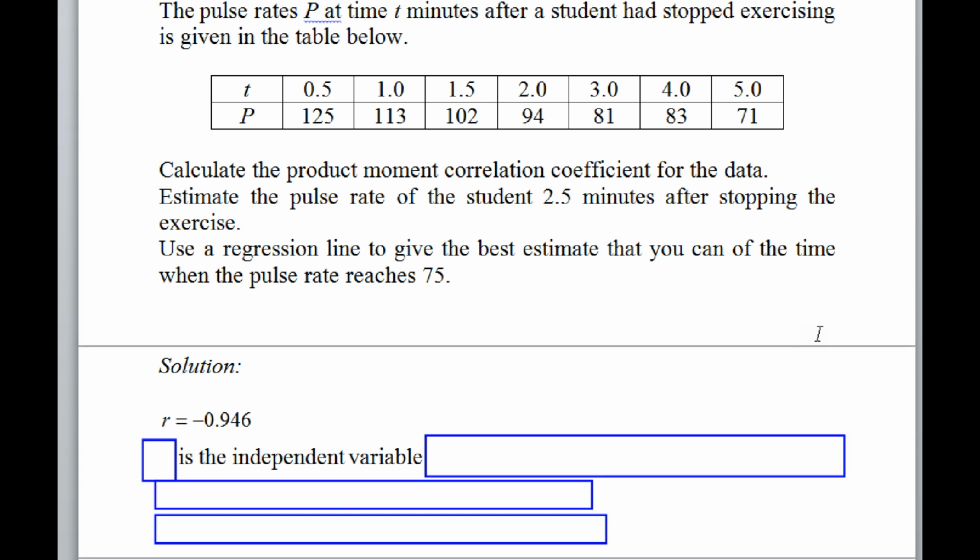Whether you put T on P or P on T, you will get the same R. Makes perfect sense. R is just a measure of correlation, so whether T on P or P on T should be the same. So for this part, whichever one you use is fine. Can I have attention, please?